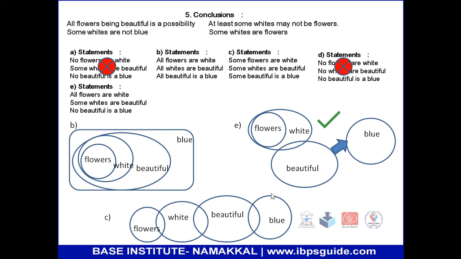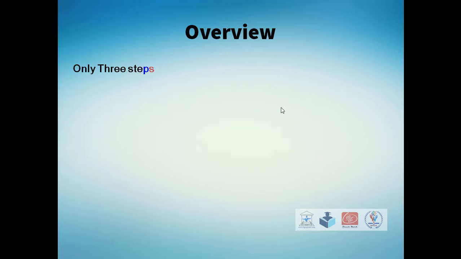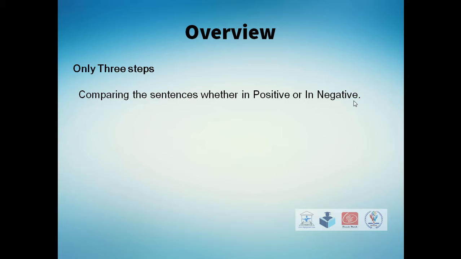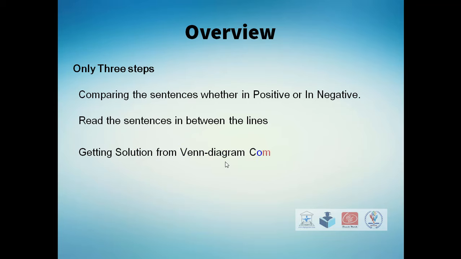Friends, the main thing is that your approach to the question in your exams will be more important. Initially, while practicing, these methods will take more time. When you are well engaged and have good knowledge of this method, you can easily clear all these types of questions. Only 3 steps, friends. First of all, comparing the sentences whether positive or negative, and then reading the sentences in between the lines, that is understanding the sentences, and then finally getting the solution by comparing with the Venn diagram.